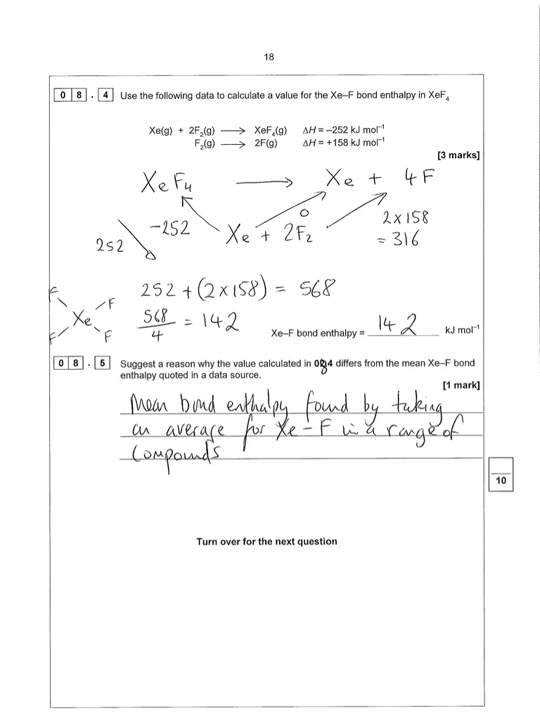8.5 suggests a reason why the value calculated in 8.4 differs from the mean Xe-F bond enthalpy quoted in the data source. Well, this is a very common question. It's all about mean bond enthalpies: the average for Xe-F taken from a range of compounds, therefore it is going to be slightly inaccurate.